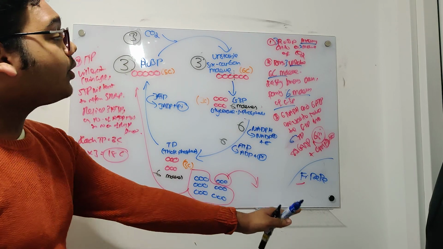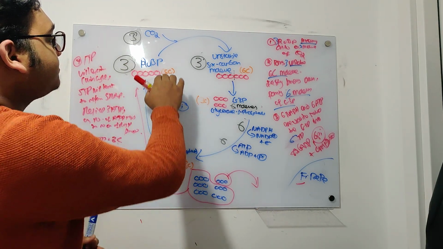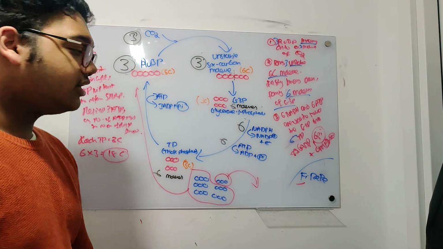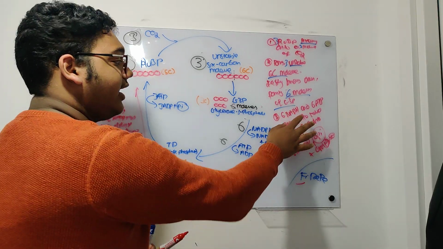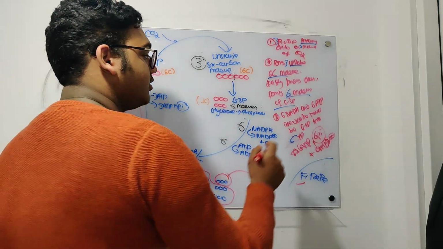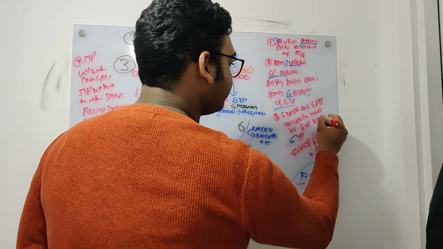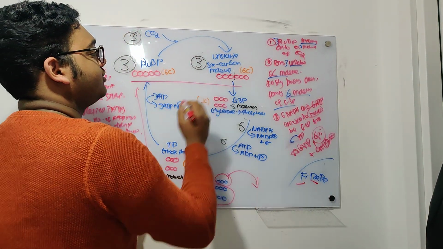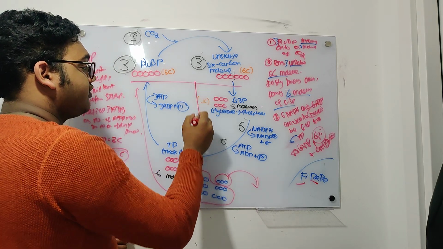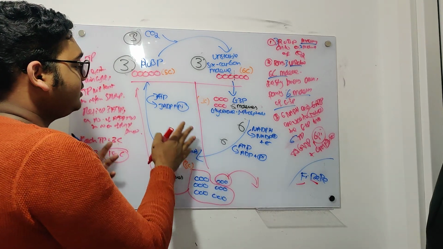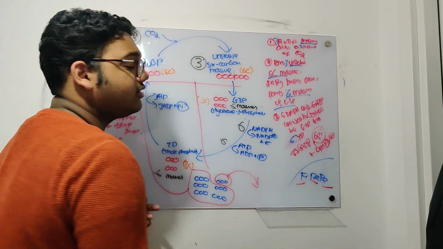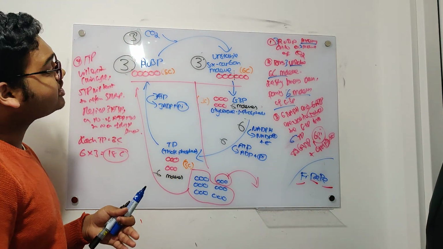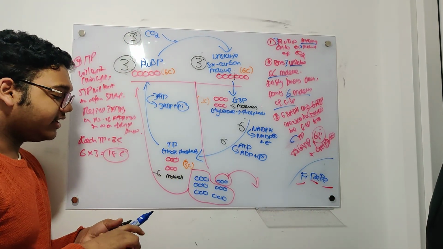And this goes back into our acronym. The first part is called fixation. The next part over here, as we talked about, is reduction. So that's the second part. This is your fixation part. This is your reduction part. And finally, we have the final part of our acronym, which is the regeneration of RuBP.